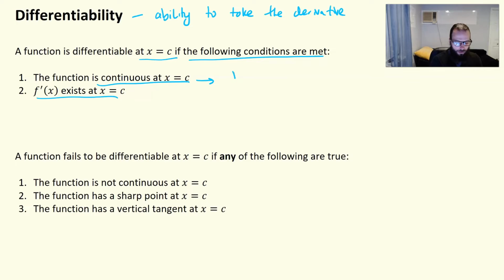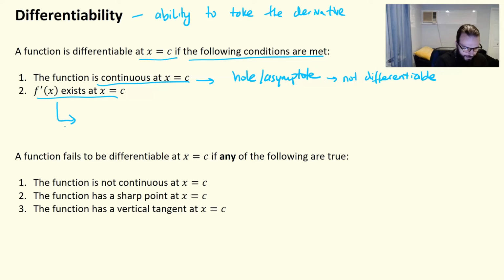Obviously, if we have a hole or an asymptote, that would not be differentiable. We can't differentiate at a point that doesn't exist. And f prime of x must exist at x equals c. We established that the f prime of x is the limit as h approaches 0 of f of x plus h minus f of x all over h.